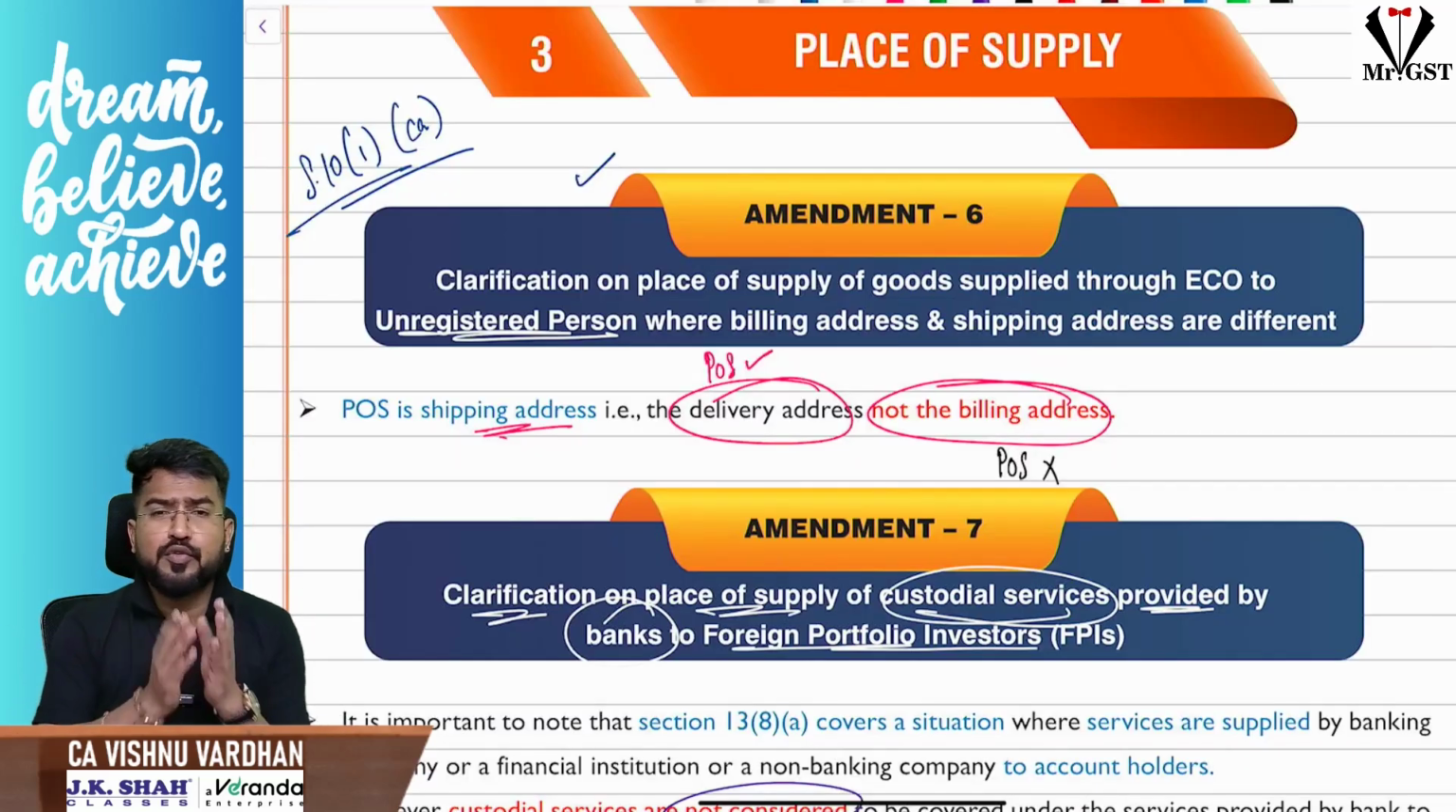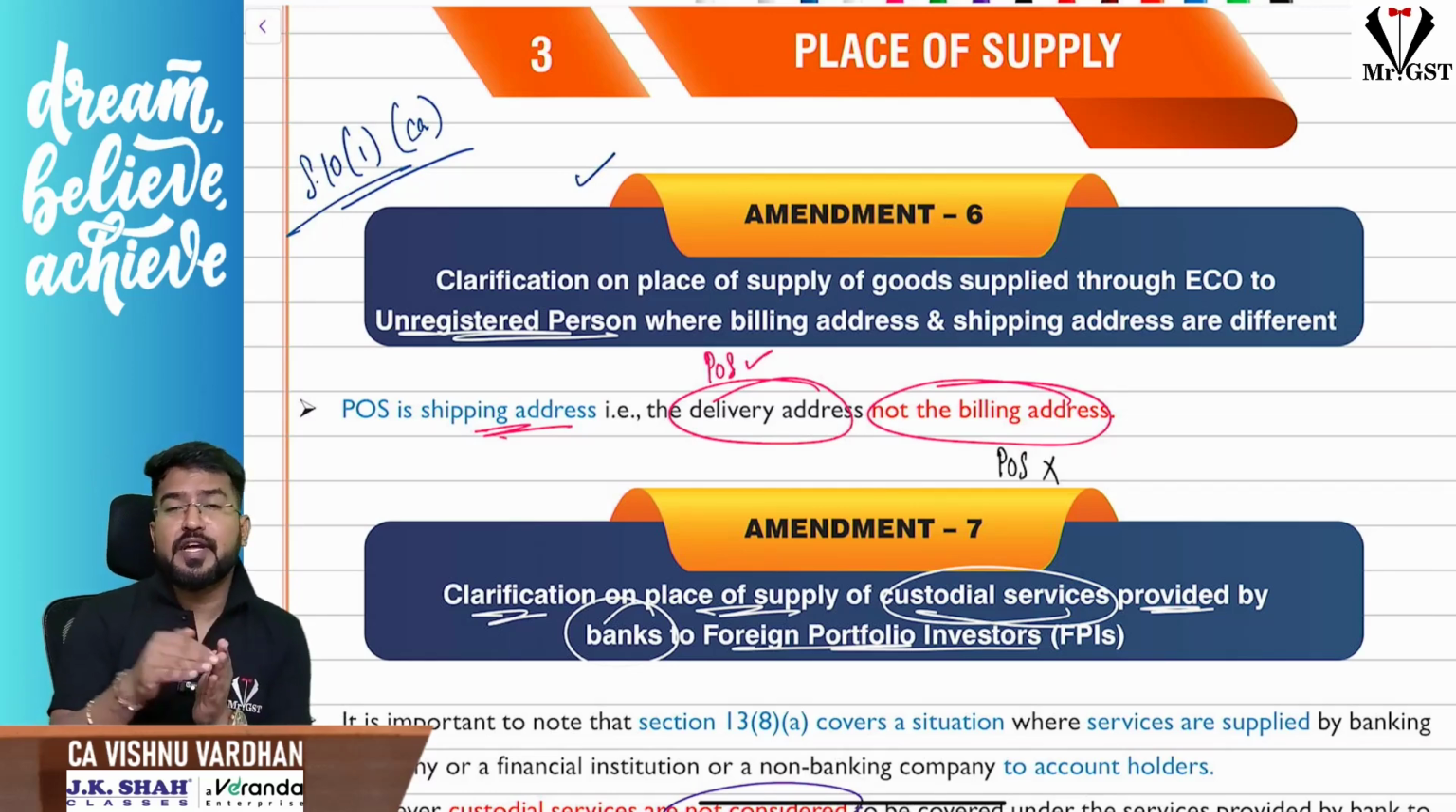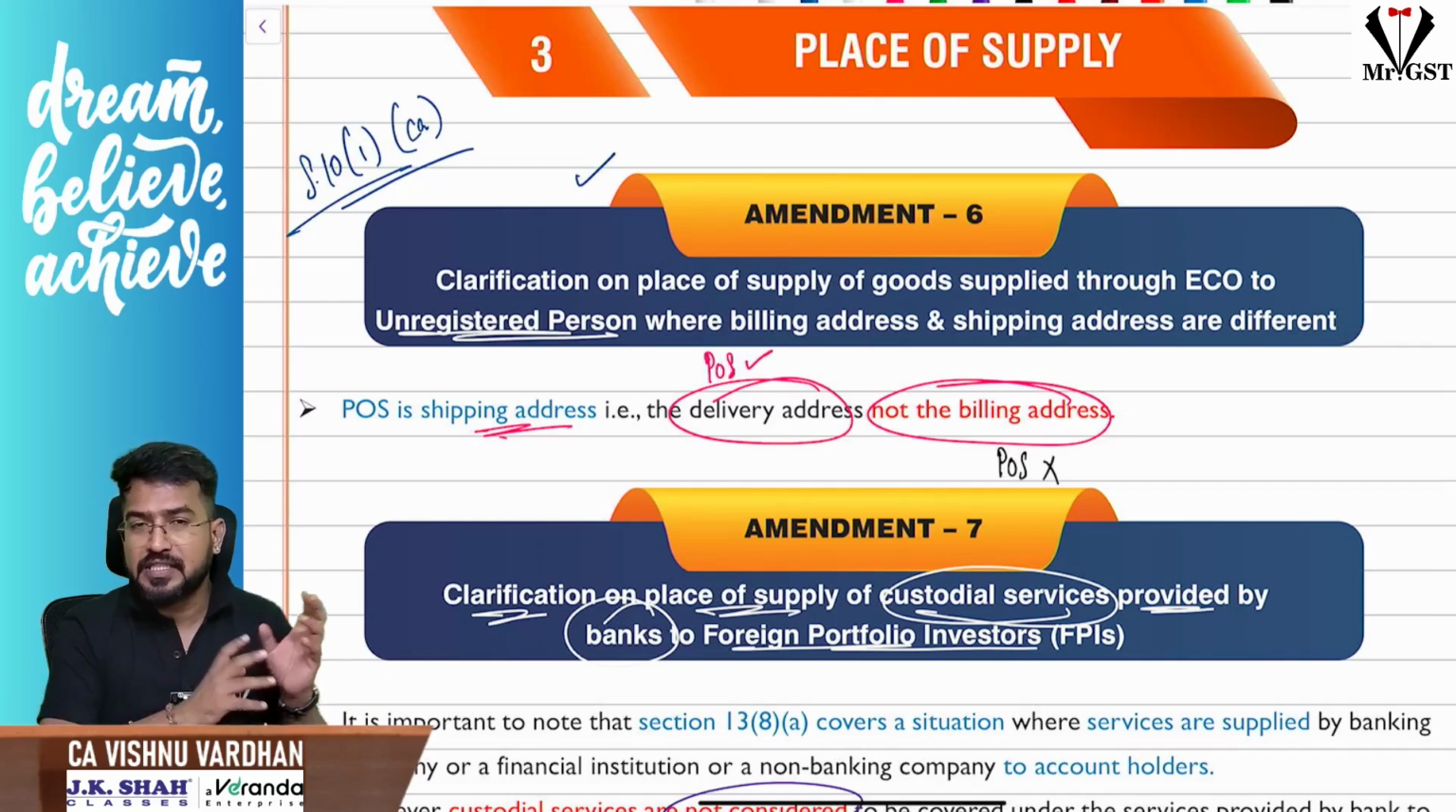Next one, place of supply, section 10 subsection 1 clause CA. Where the supply is made to an unregistered person, the place of supply shall be whatever address is recorded in the invoice; that will be the place of supply.